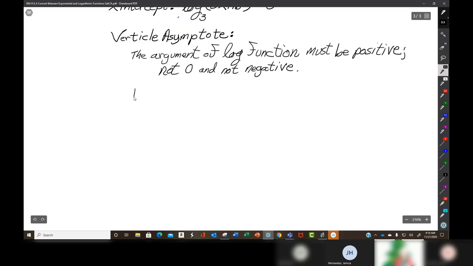So to find the domain, because vertical asymptotes always occur where numbers are taken out of the domain, you have to calculate what the domain is by doing this. 3x plus 16 itself, the argument, has to be strictly greater than zero. So we're going to solve this. Subtract 16 from both sides.